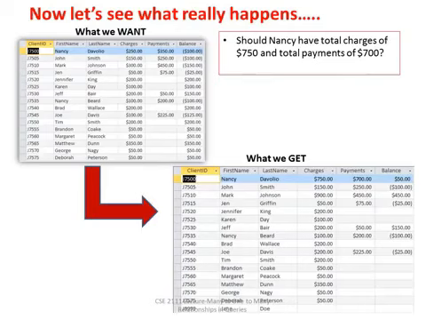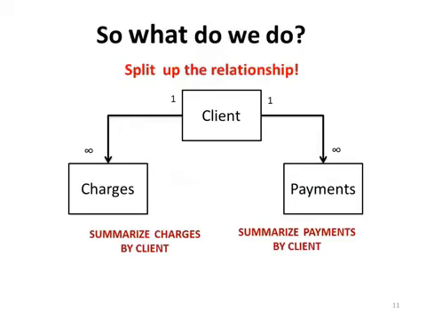So we know what we want on the top left side of the screen. But what we get is a different story. If you look at the bottom right hand side of the screen, those values are incorrect. How do I know they're incorrect? If you look at the tables and you sum up the values, you'll see that they are not correct values. So how do we create this query? Well, we need to create it in multiple steps.